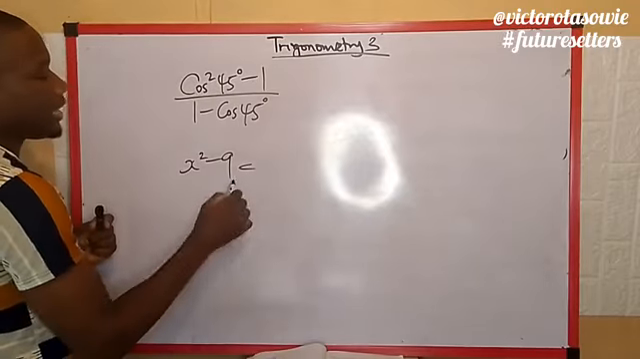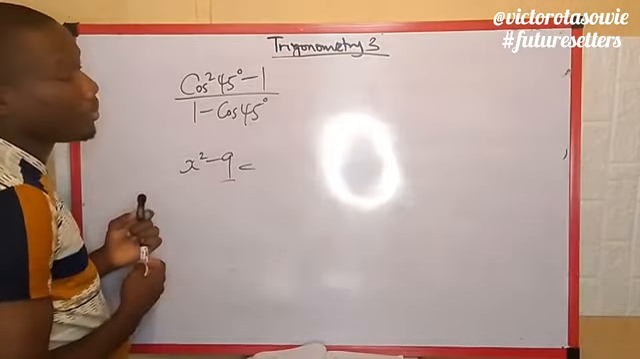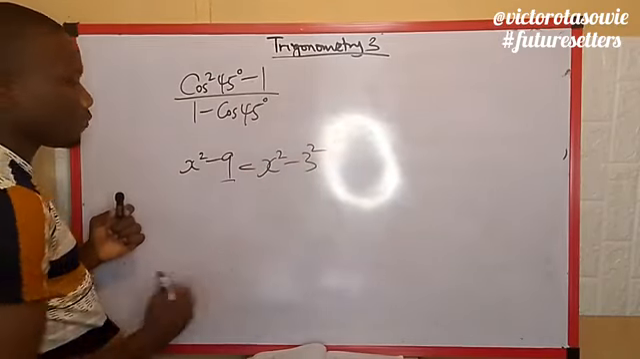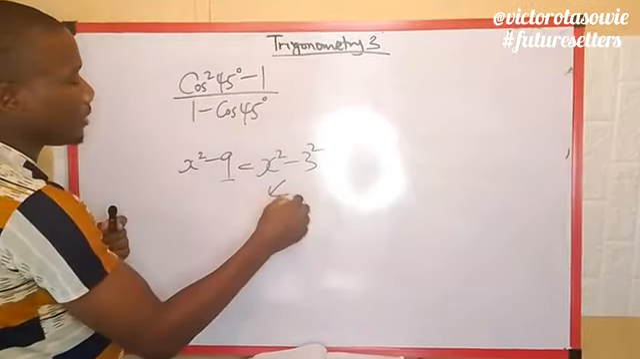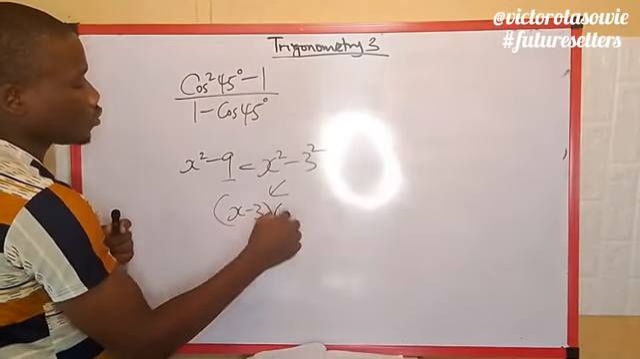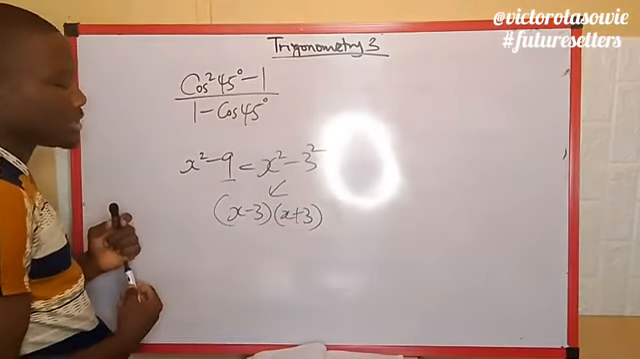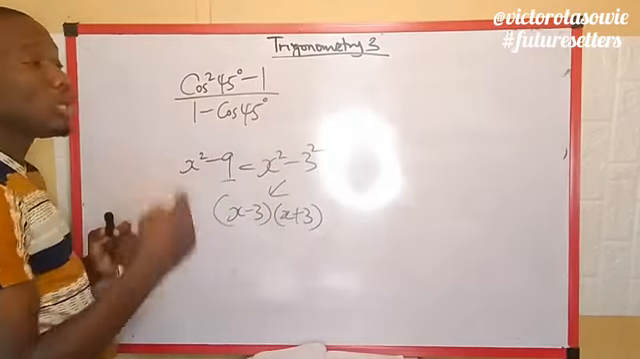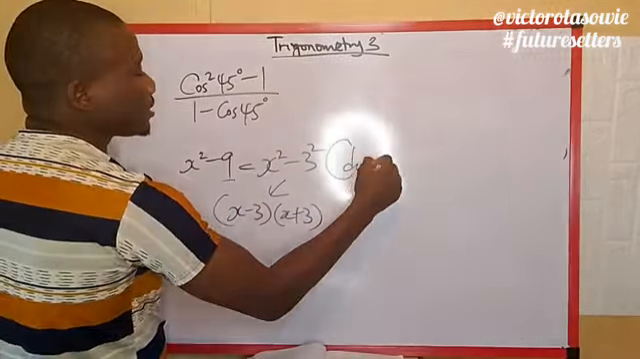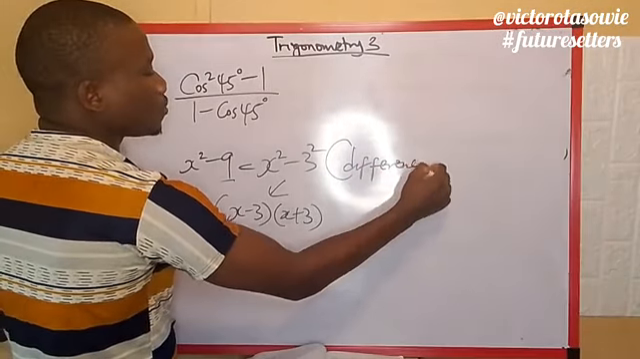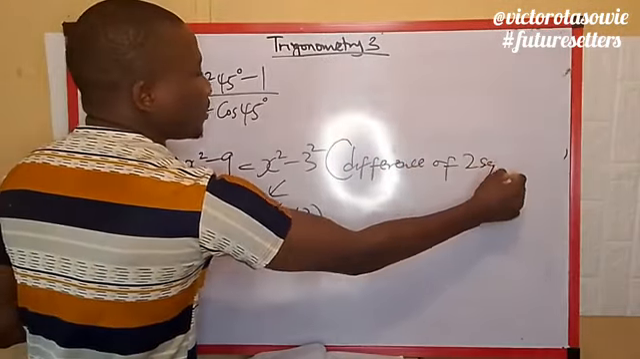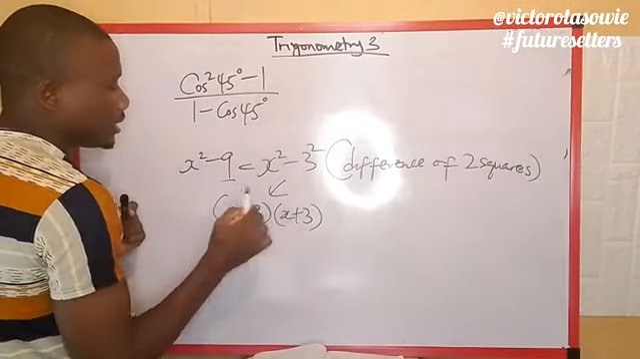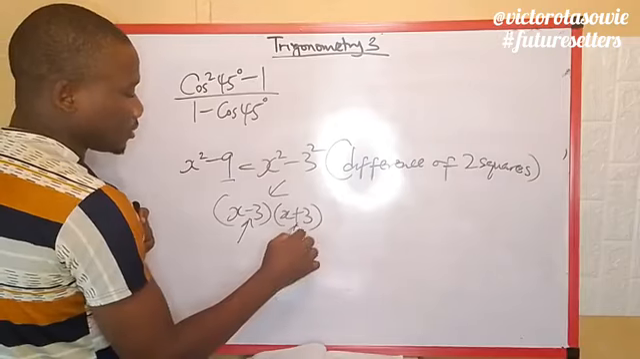X squared minus 9: this 9 can be broken down to a number that is raised to the power of 2, which is x squared minus 3 squared. So if we have x squared minus 3 squared, we can break this down to x minus 3 into x plus 3. As you can see, this 9 was broken down to 3 squared. Whenever we have something they call difference of two squares, we have a negative sign and a positive sign. So there will be x minus 3 and x plus 3.